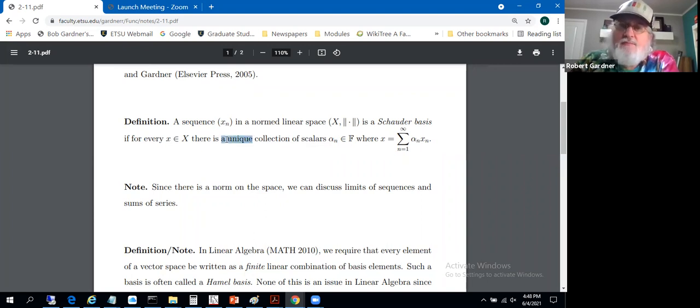so uniqueness plays a role in getting us some kind of concept of linear independence. Every x can be written in the form sum from 1 to infinity, alpha sub n, x sub n, where the alpha sub n's are simply the coefficients. So this is awfully similar to the definition you have for basis in sophomore linear algebra, with a simple exception that you're taking a series. You're writing these x vectors in terms of series instead of finite linear combinations.